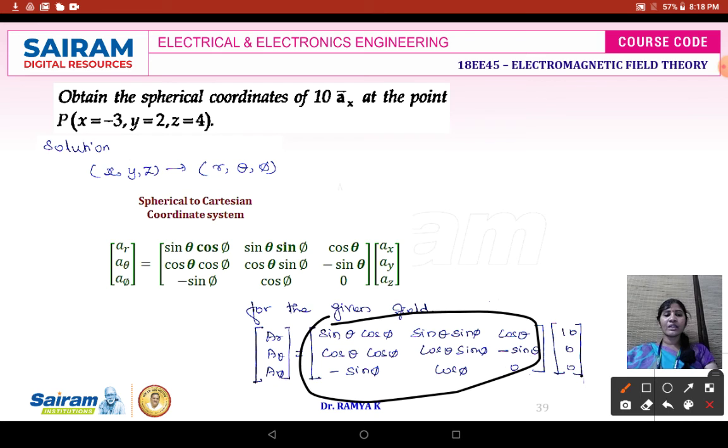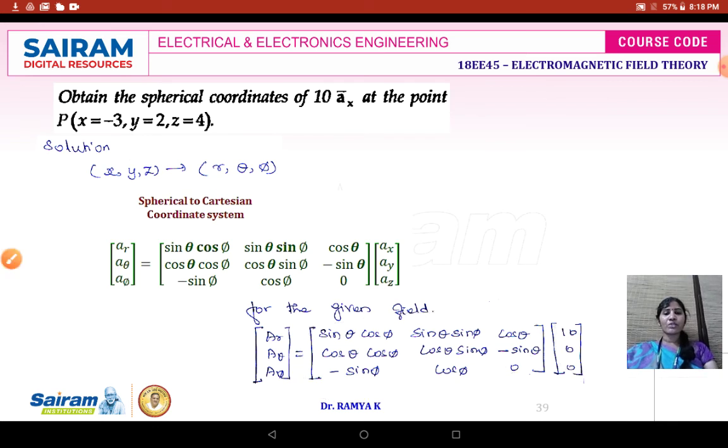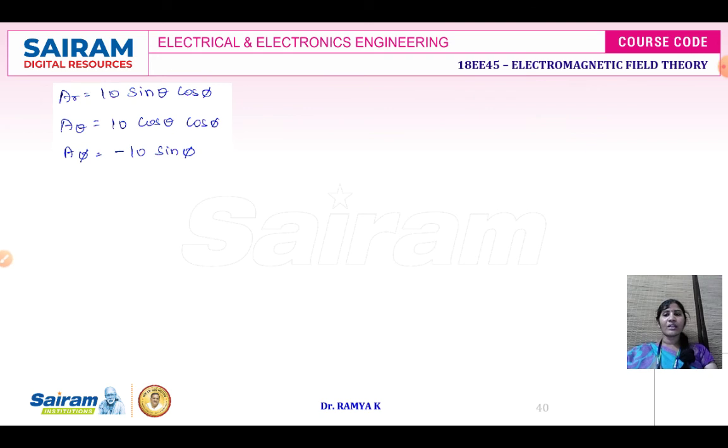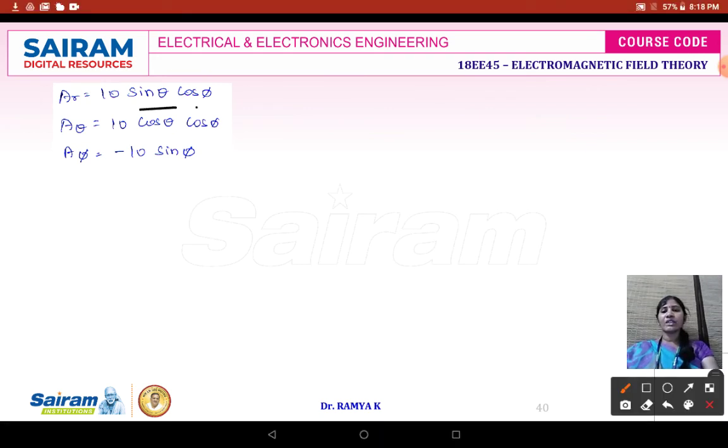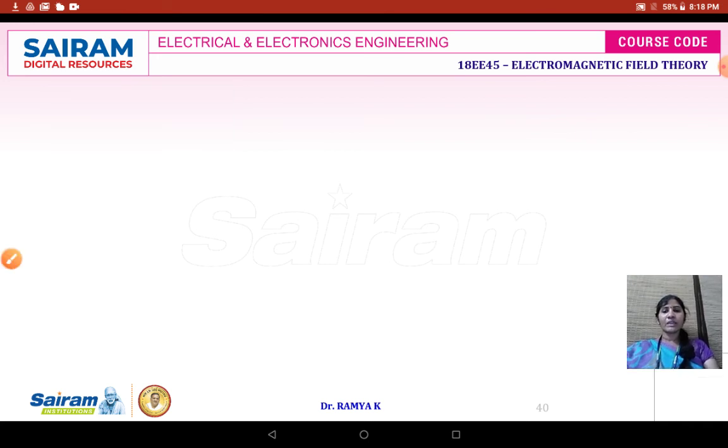Then you will write the coefficients of ax, ay and az in the given problem. Here only the coefficient of ax is given, that is 10. Ay and az are 0. From this it is possible for us to identify the values of ar, a theta and a phi. Once identified, we need to identify the values of theta and phi. Theta and phi can be identified with the given coordinate.